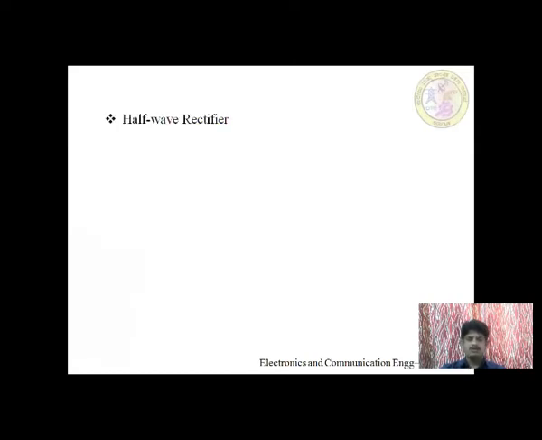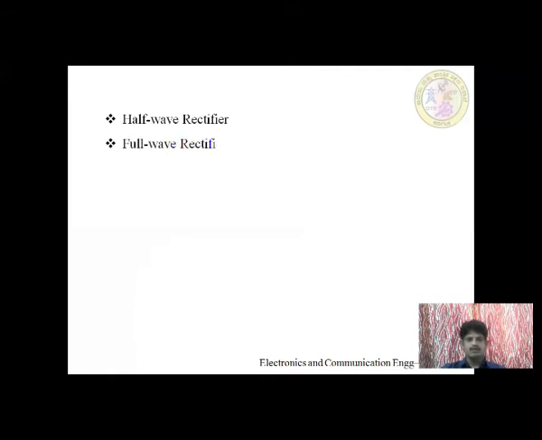We have learned the half-wave rectifier. So what is a half-wave rectifier? A half-wave rectifier is one which has a single diode, and it will have the output for half of the input signal. It may be for the positive half or the negative half. It is dependent upon the placement of the diode.